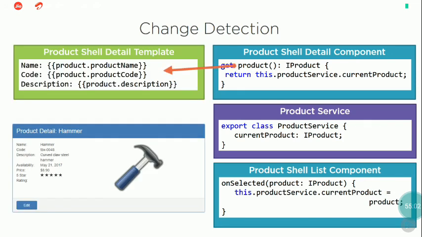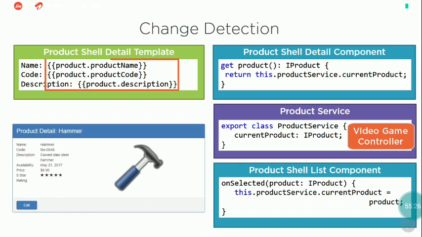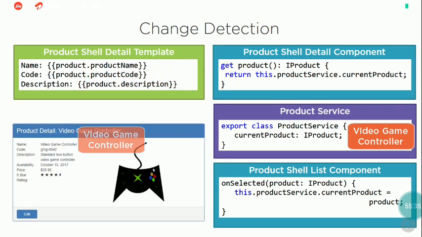The product property is bound in the template, so Angular's change detection watches for changes to that property, even if that property is defined in a service. When the user selects a different product from the list of products, the list component sets the current product property in the service to the selected product. Angular's change detection picks up that the value is changed and reevaluates the bindings. The bindings call the getter, which returns the modified current product from the service, and the newly selected product's details are displayed. All of this works because the property is bound and change detection provides the change notifications.